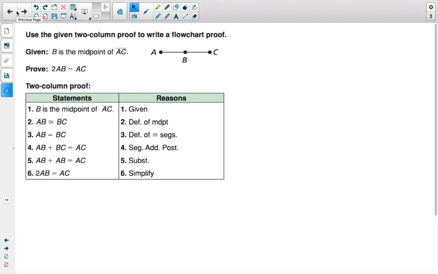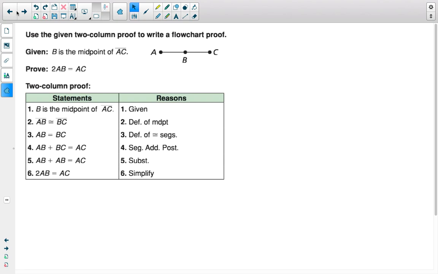Now we're going to do another example here, maybe a couple. Oh, nope, just one, I think. So we are going to practice making a flowchart proof from a two-column proof. It says use the given two-column proof to write a flowchart proof. Given point B is the midpoint of segment AC, prove that 2 times the length of AB is equal to the length of AC.